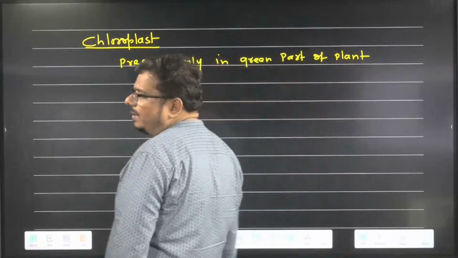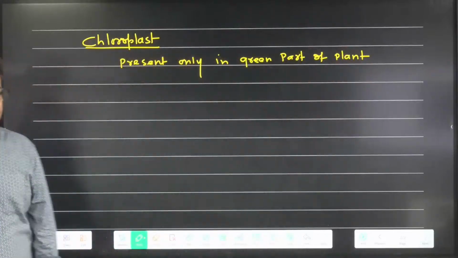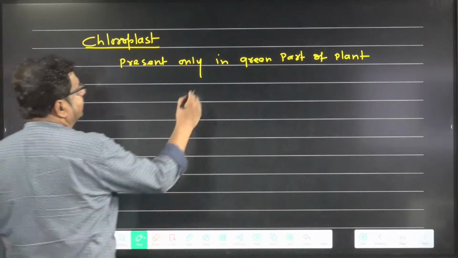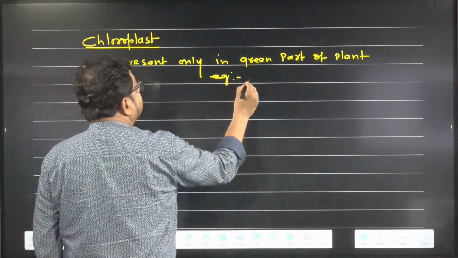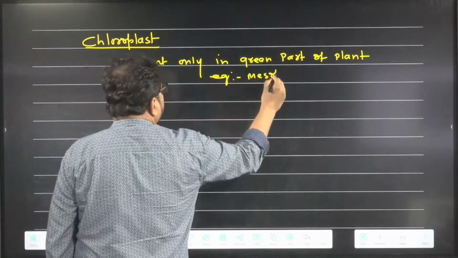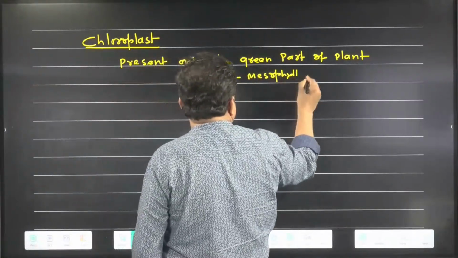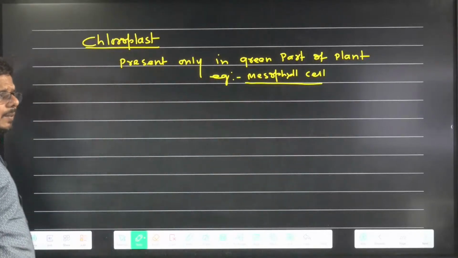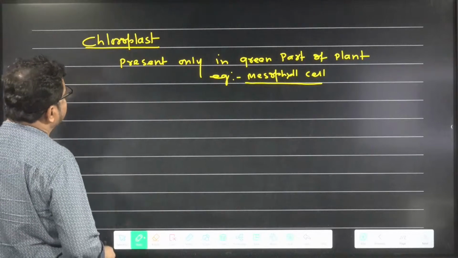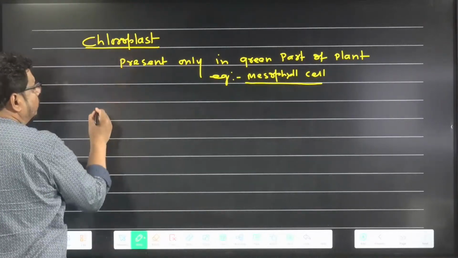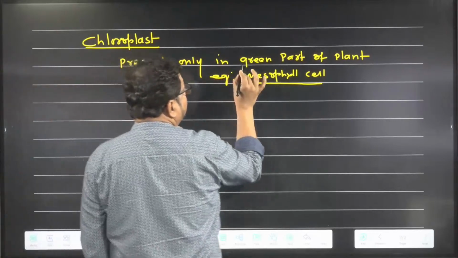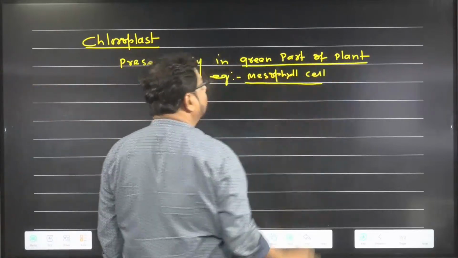It is present only in the green part of the plant, not in the non-green part. Getting the things or not? An example where it is present: mesophyll cell. The cell where chloroplast is there usually performs the function of photosynthesis. So now I am going to talk about where it is present. Occurrence: I told it is present in the green part of the plant.